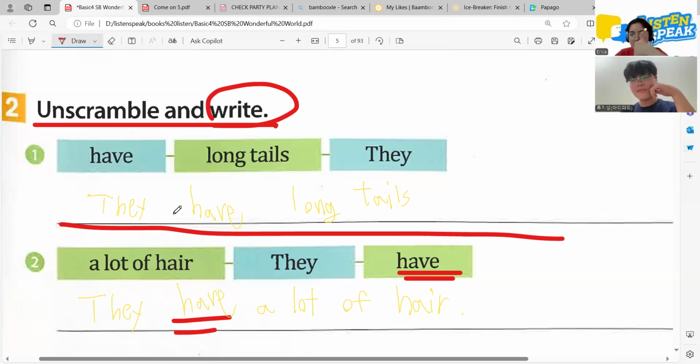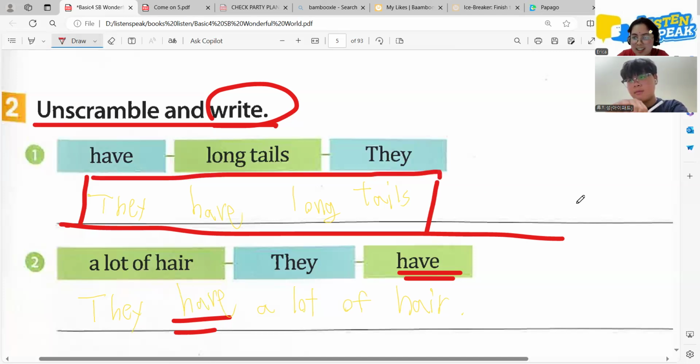So did you understand the sentences? Did you understand? Yes. Okay. How do you say this in Korean? They have long tails. How do you say that in Korean? Long tails. Yes. They have long tails. Okay. 그들은 긴 꼬리를 가지고 있다.